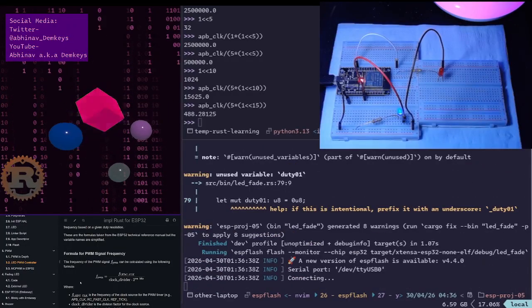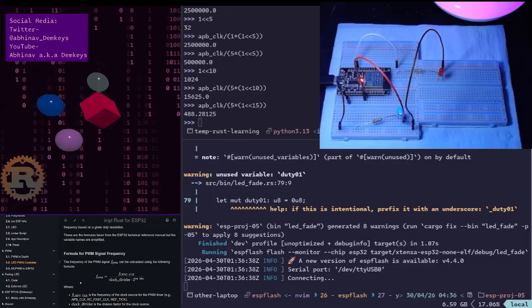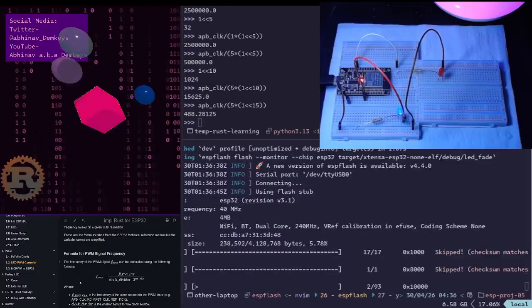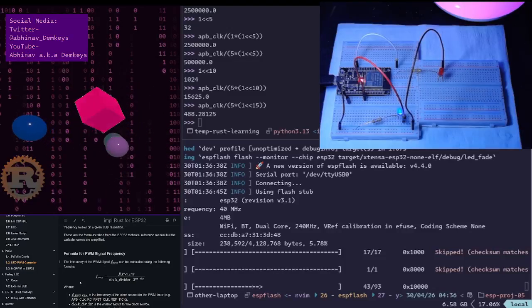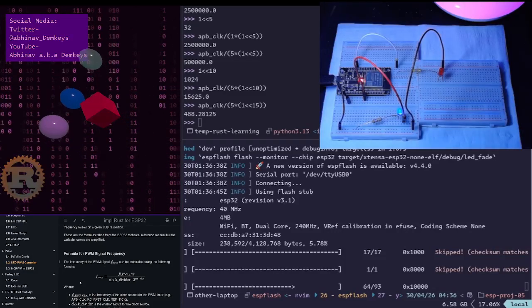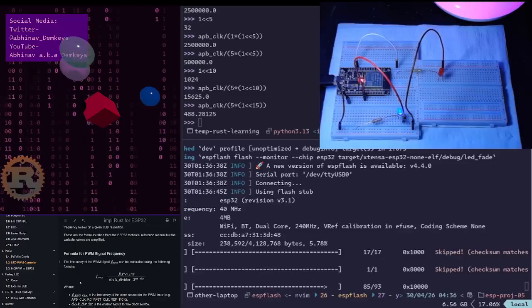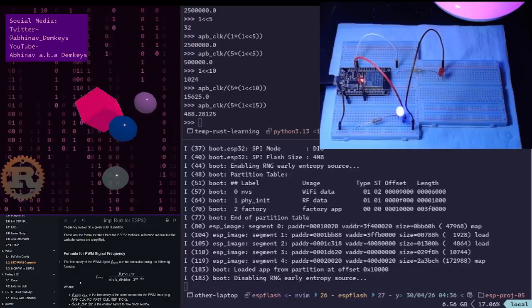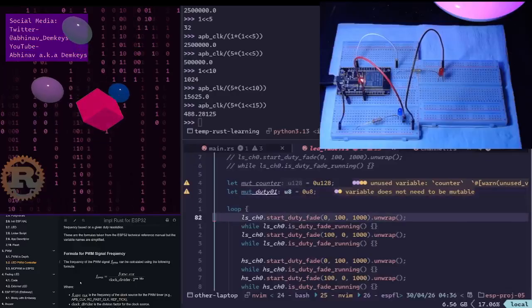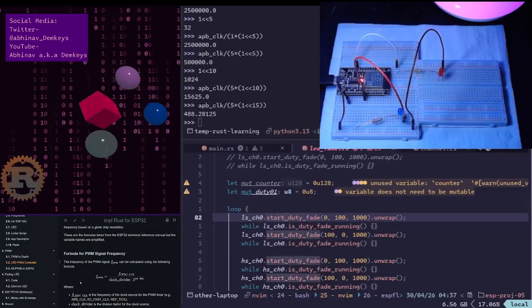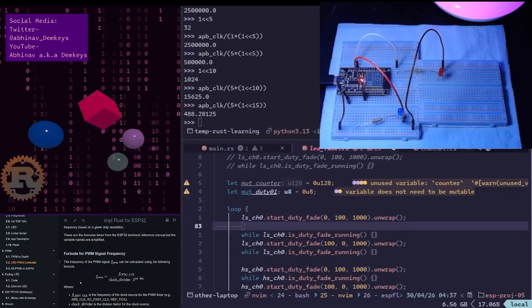So for the illusion to work, it has to be a high enough frequency. And I'm assuming what it... oh, back up, back up. Wait, wait, wait. Fade, start duty fade. Do we have access to the other function?